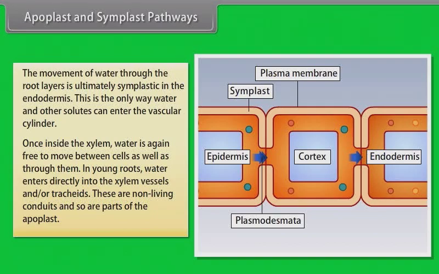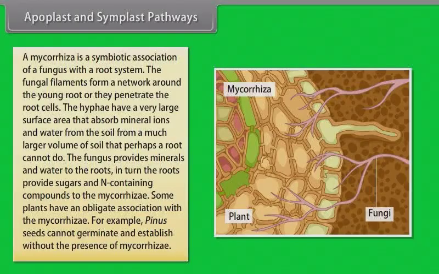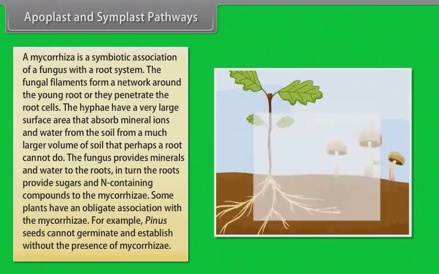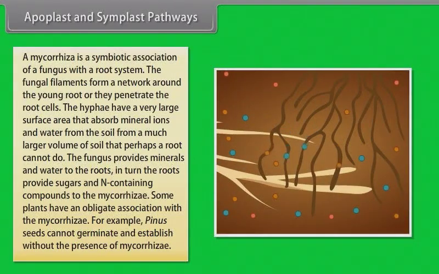A mycorrhiza is a symbiotic association of a fungus with a root system. The fungal filaments form a network around the young root, or they penetrate the root cells. The hyphae have a very large surface area that absorbs mineral ions and water from the soil, from a much larger volume of soil than perhaps a root can.